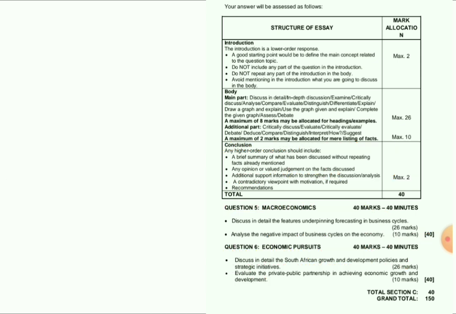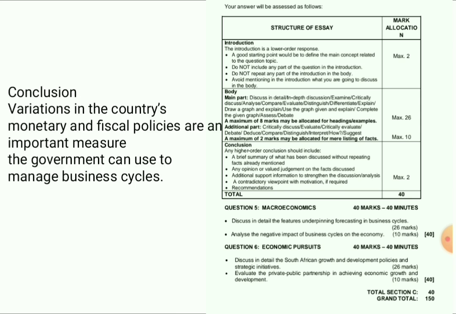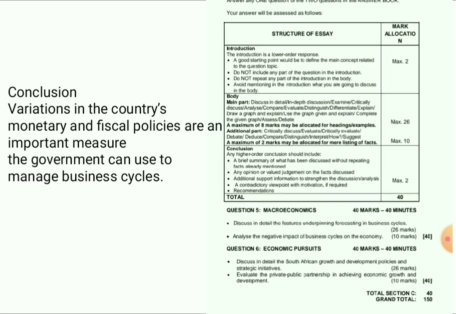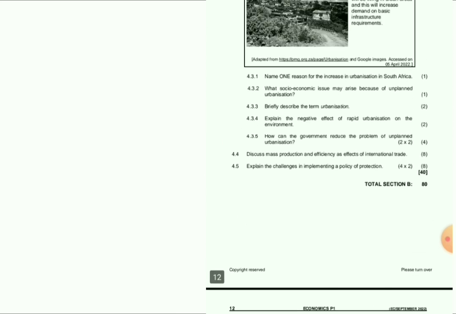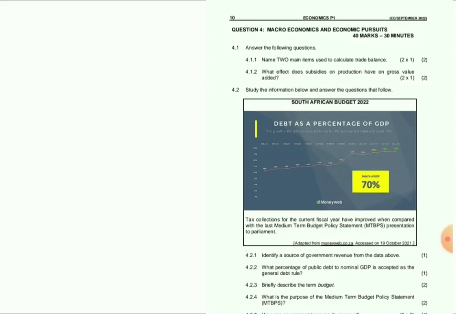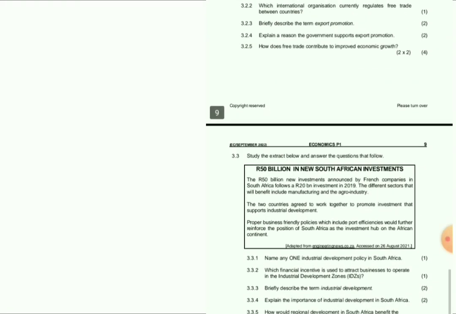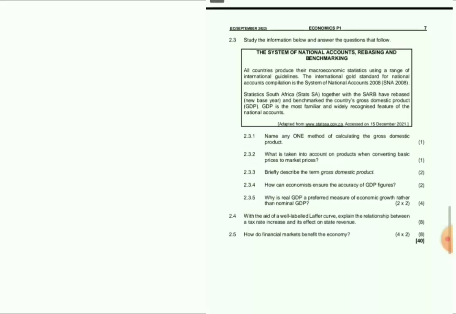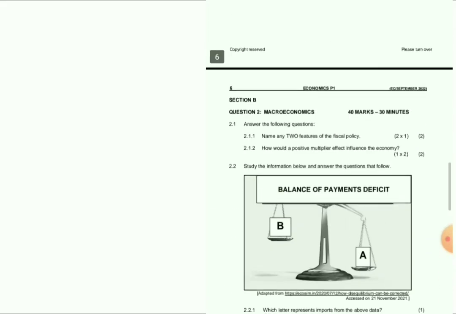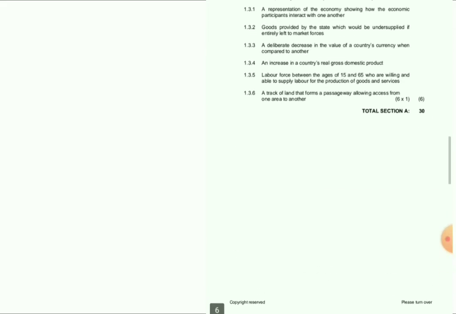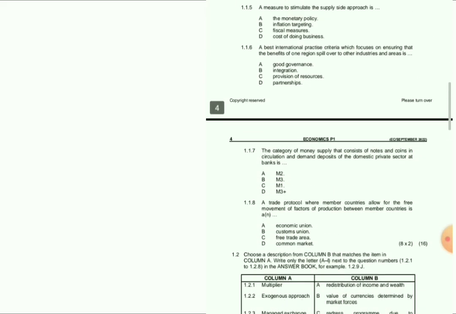So conclusion, which may vary. Variations in countries' monetary and fiscal policy are important measures the government can use to manage the business cycle. So guys, in the end, it's all about you. You're the one who has to study. So I've just answered all the questions for the previous question paper, which is the September 2022 question paper, which the grade 12s were writing.